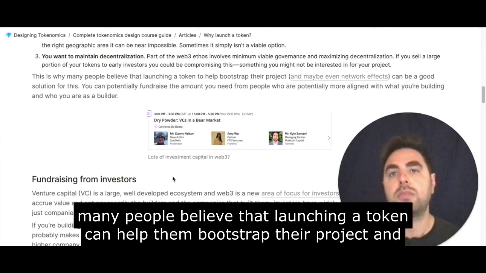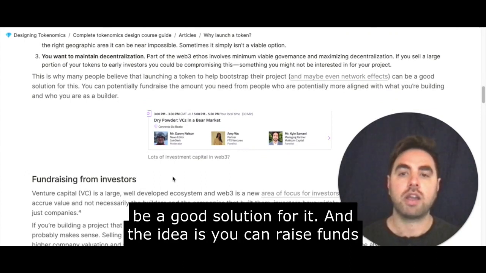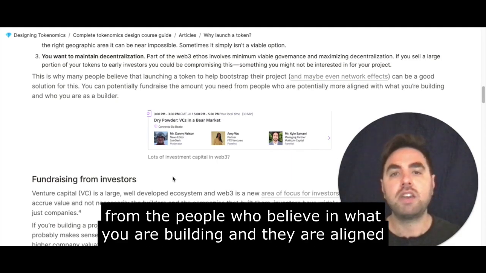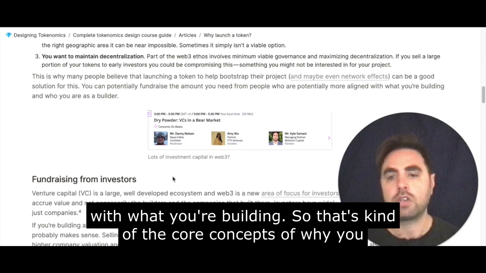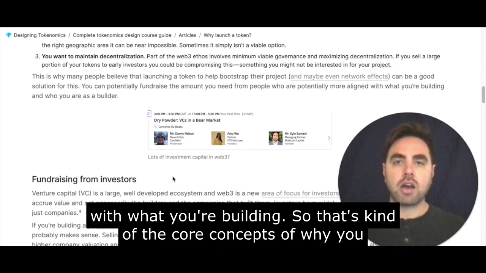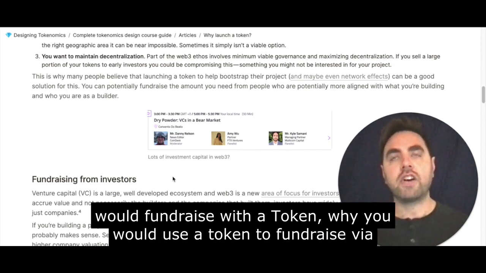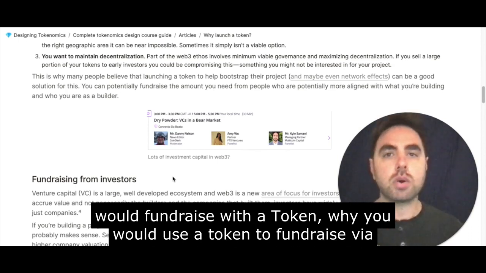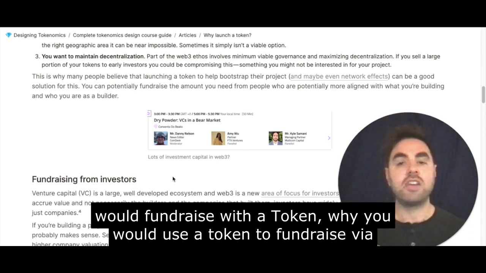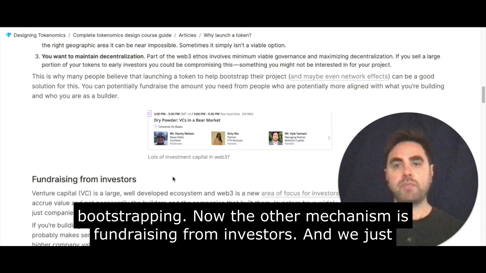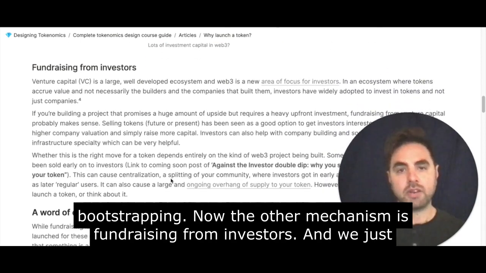And that's why many people believe that launching a token can help them bootstrap their project and be a good solution for it. And the idea is you can raise funds from the people who believe in what you are building and they are aligned with what you're building. So that's kind of the core concept of why you would fundraise with a token, why you would use a token to fundraise via bootstrapping. Now, the other mechanism is fundraising from investors.